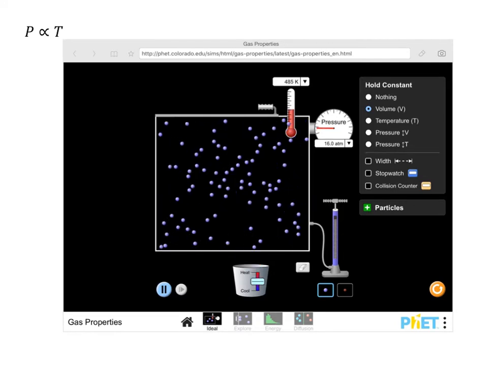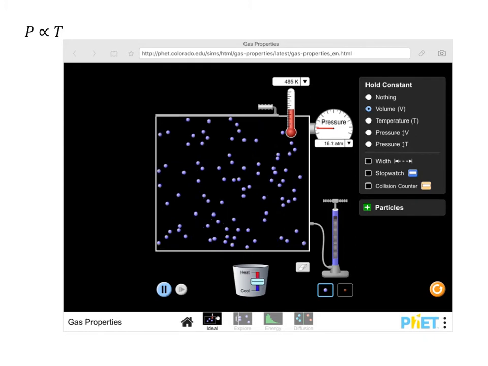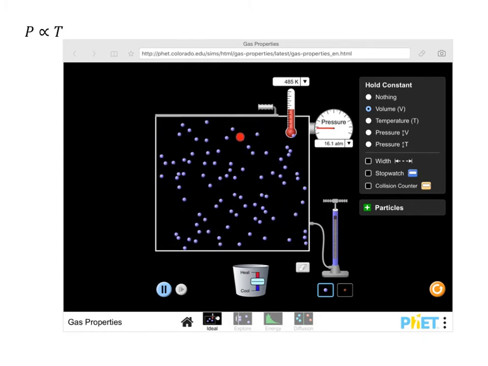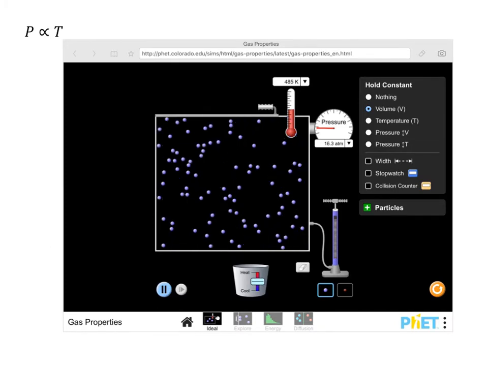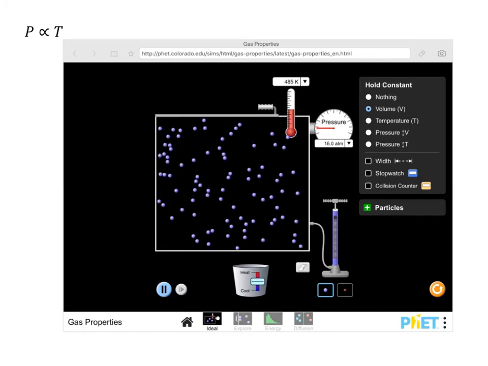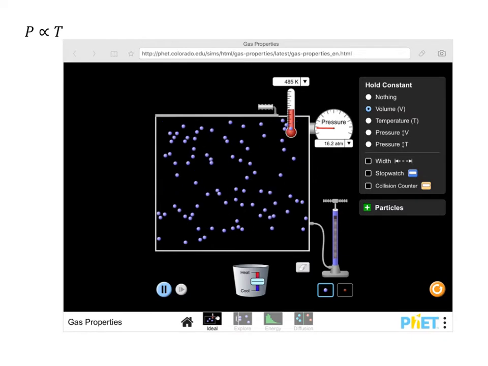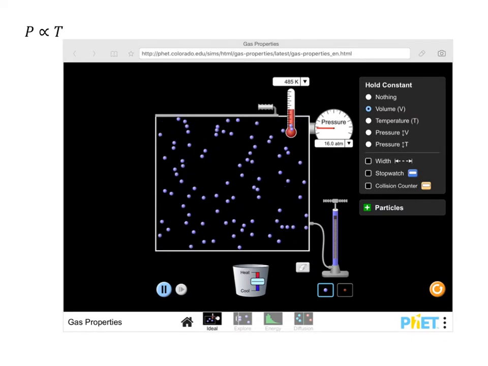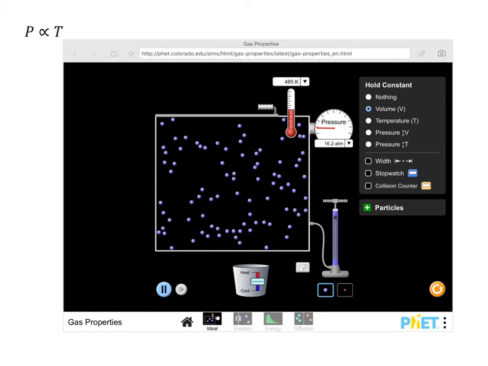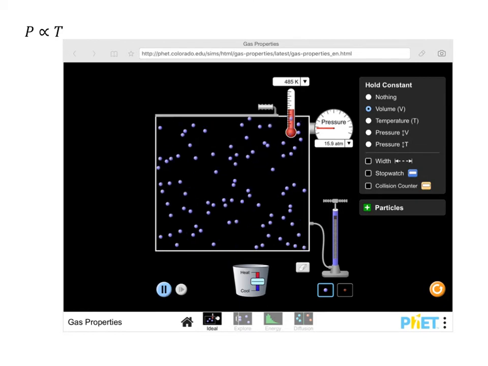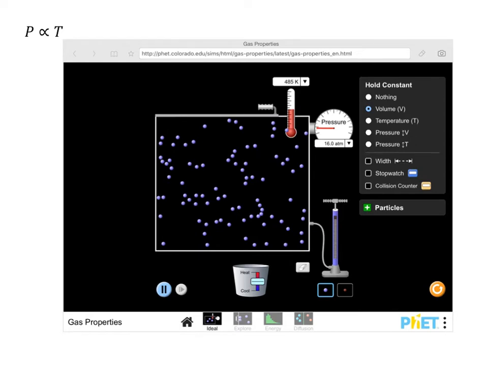And so now, because the volume is constant, the molecules are striking the walls with more force. They're striking them more frequently because they're moving faster, and so they get to the walls more quickly. That increase in temperature resulted in a corresponding increase in pressure. This is how we would use the kinetic molecular theory to explain the pressure-temperature relationship.